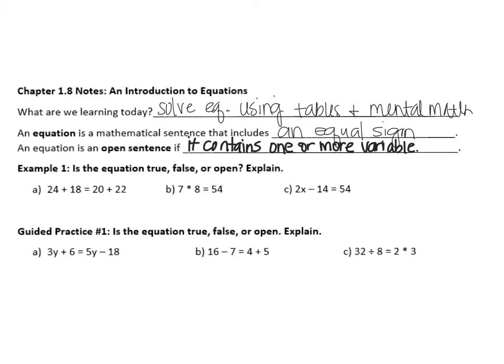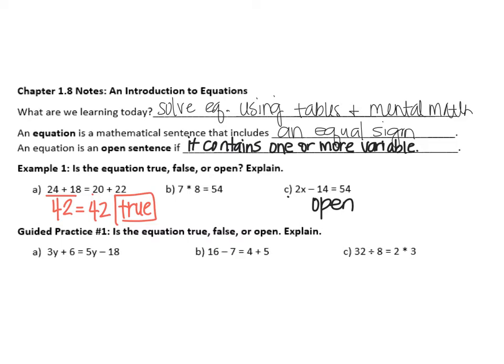So example 1, they want to know if it's true, false, or open. If it has a variable in it, which A doesn't, B doesn't, C does, that makes it open. And then if it's true, it's true, and if it's false, it's false. 24 plus 18 is 42. And 20 plus 22 is 42. So if that's true, the equation is a true equation.